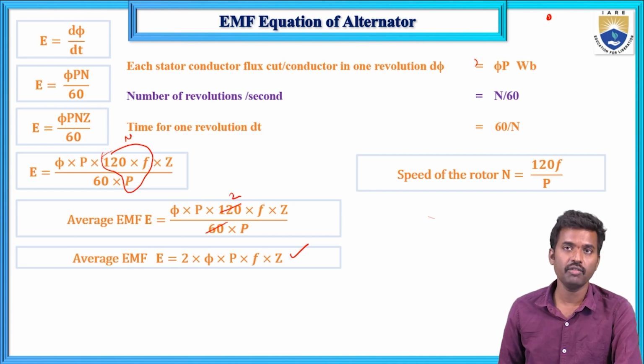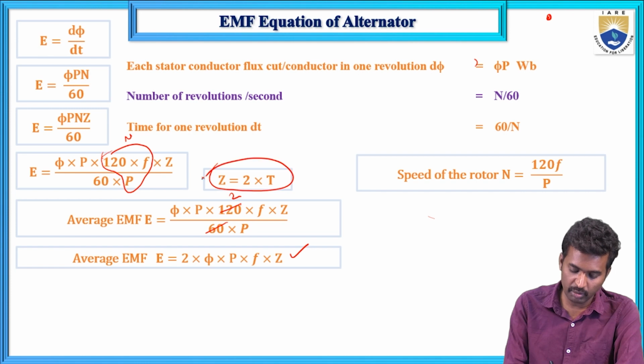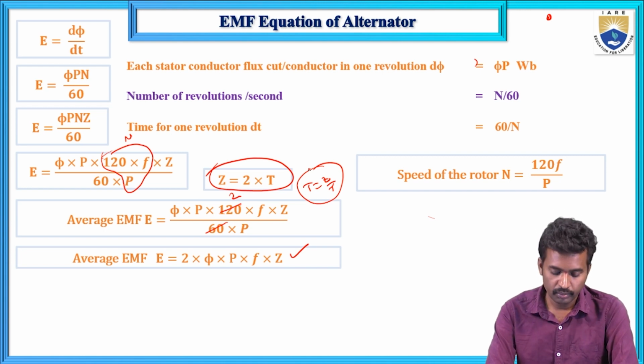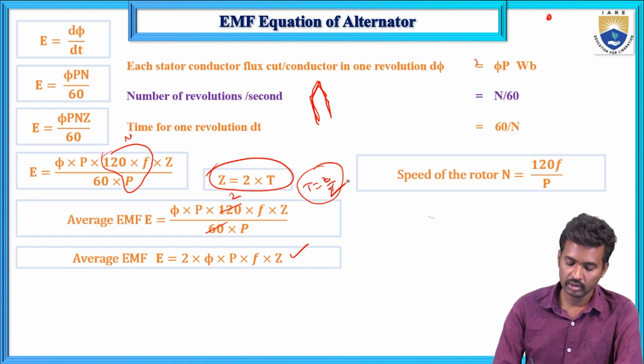So there is a relation for average and RMS from the form factor. Here the number of turns T equals Z by 2. Two conductors frame one turn here. So this is the conductor, two conductors, this is one turn. Here Z equals 2 into T, so T equals Z by 2.